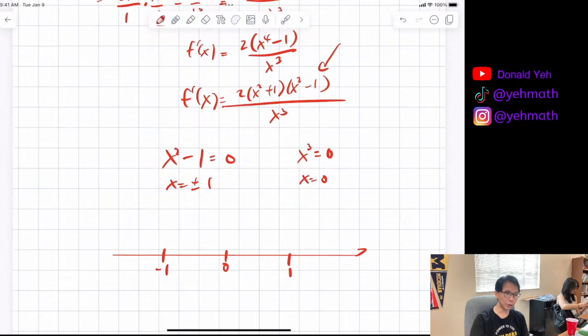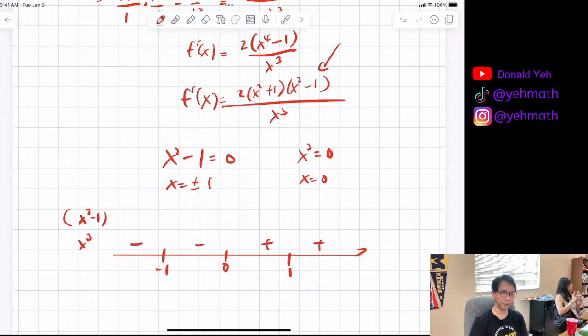And do I need to test this? Yes or no? It's actually no, it's always positive. So I don't need to test it. I only need to test the x squared minus 1 and x cubed. This is negative, negative, positive, positive, because x cubed is going to go by the sign. Is that okay? Yeah, that's fine.